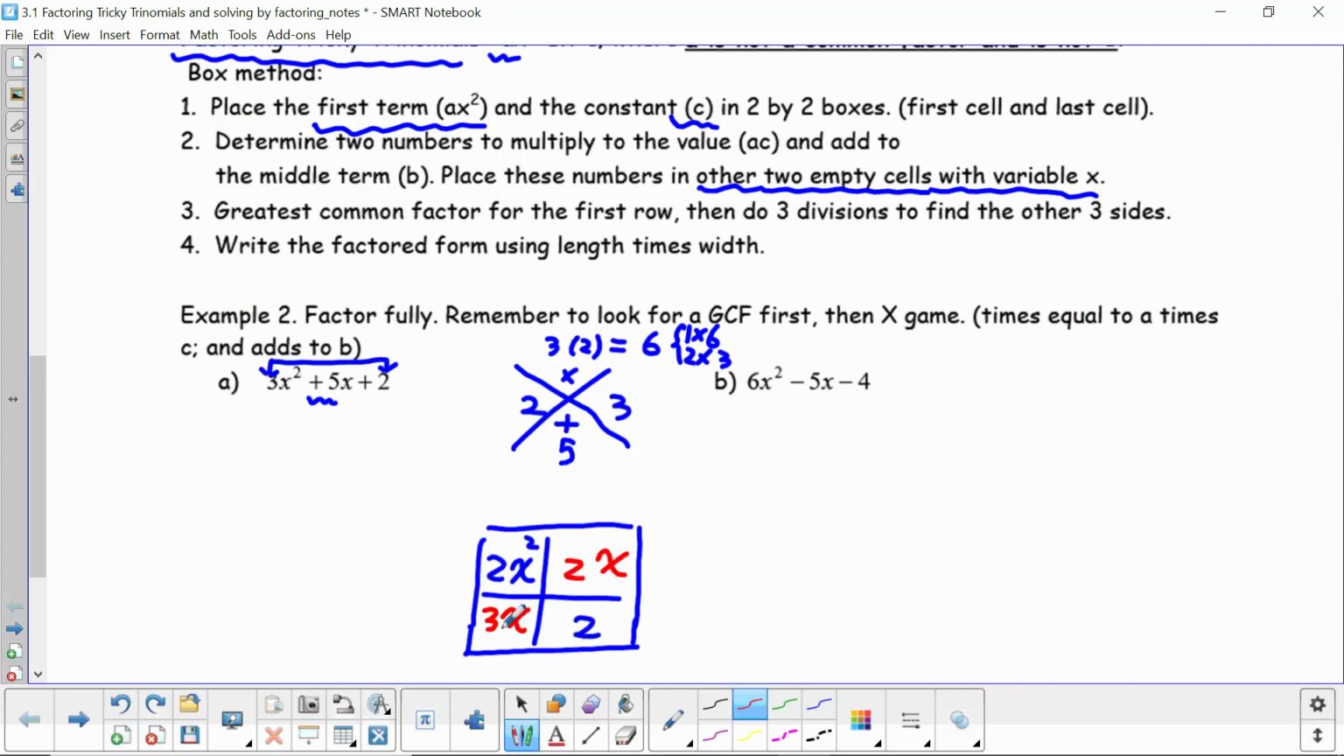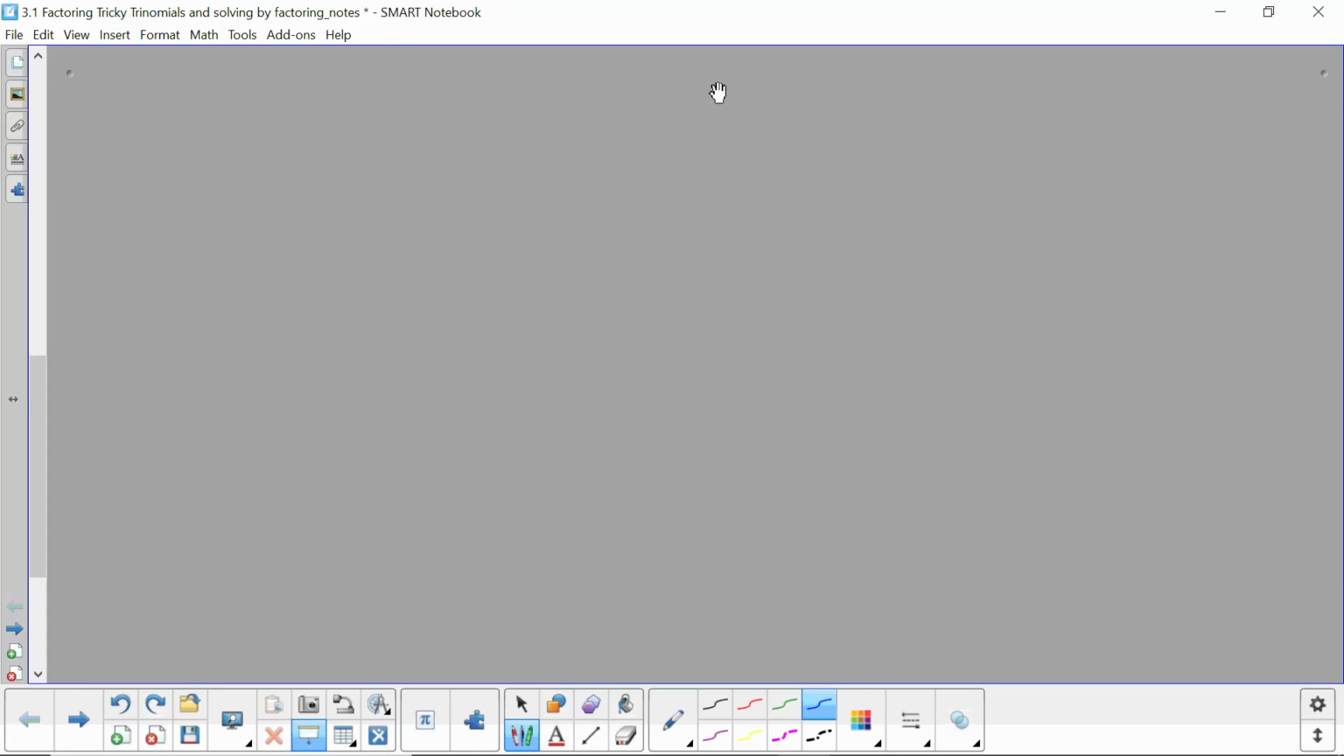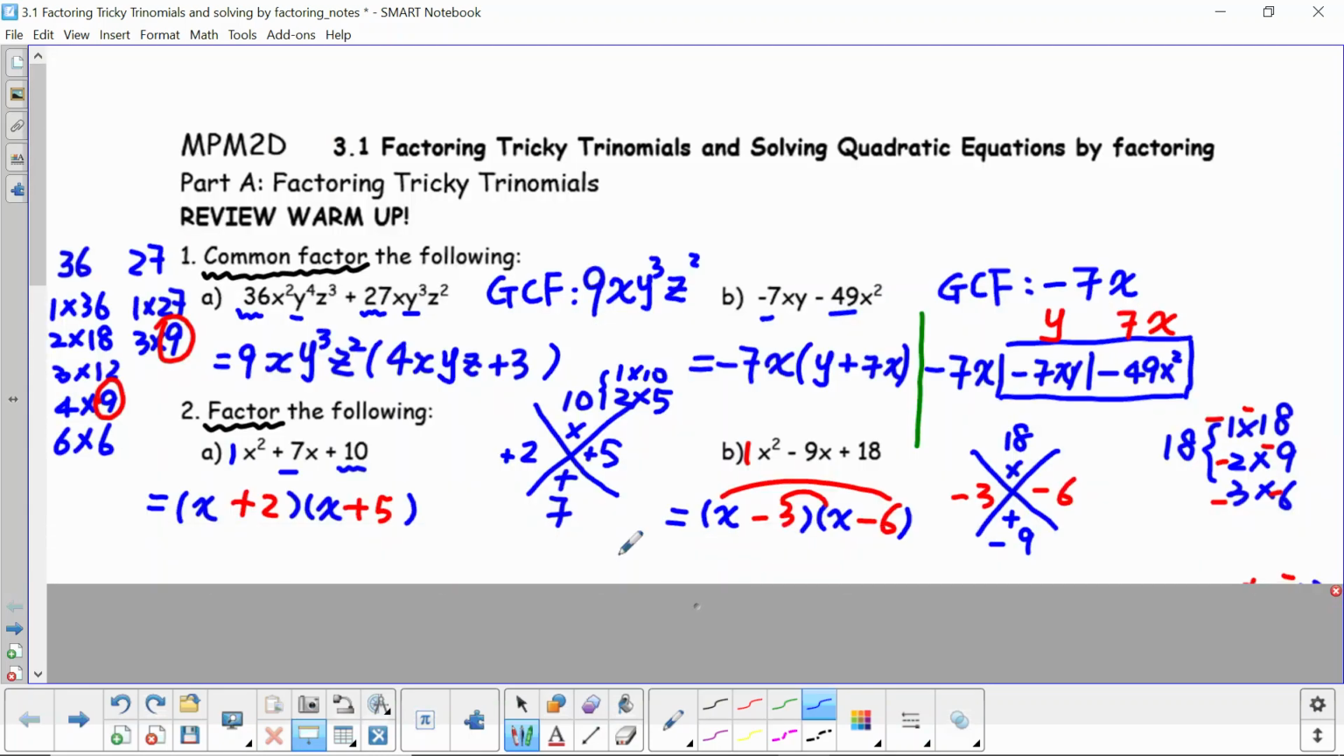You could switch them, 2x here, 3x here. Then you will check. Oh, this is 3, sorry. So the first term is 3x squared. So you could switch them, 3x here, 2x here. Then after that, the next step is the first row. We are going to do the greatest common factoring. So it means you are going to cover the second row. Just focus on the first row.